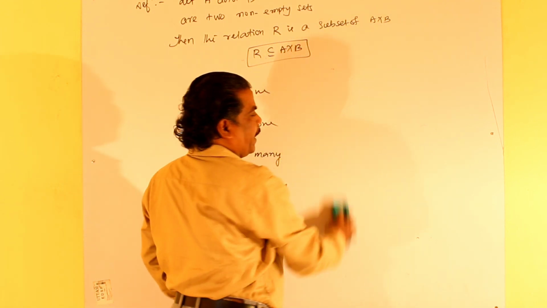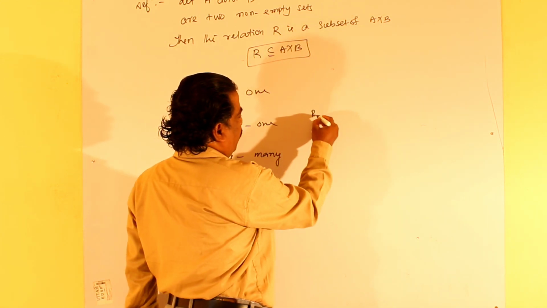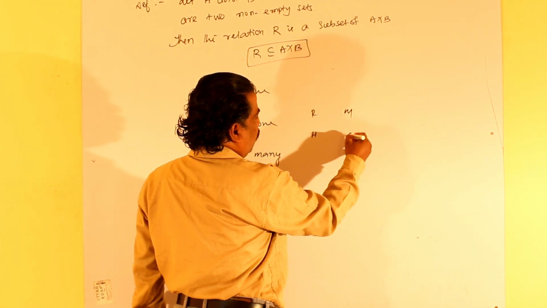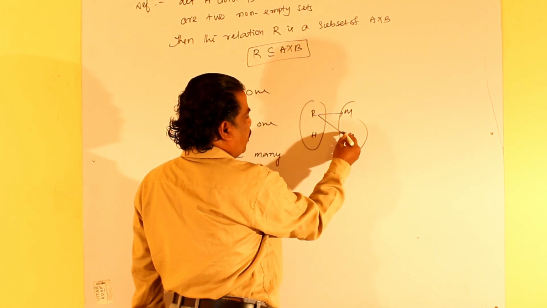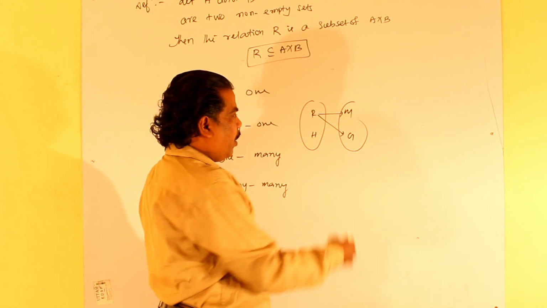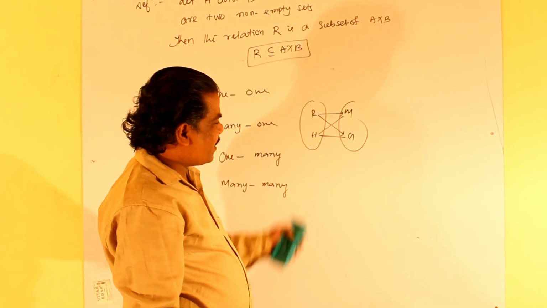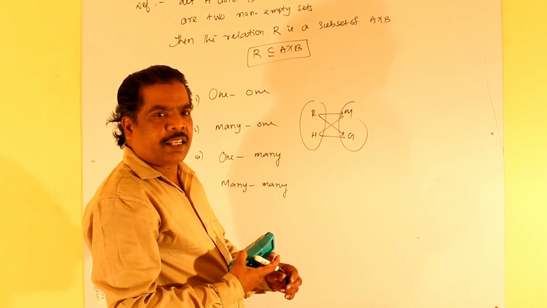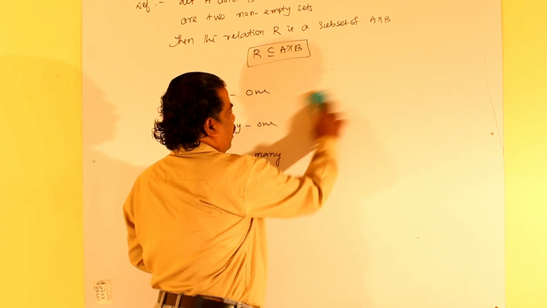Next, many-many relations. The friend relation is an example of a many-many relation. Take Rama, Hari, Madhu, Gopal. Suppose Rama is a friend of Madhu, Rama is a friend of Gopal, Hari is a friend of Madhu, Hari is a friend of Gopal. So this friend relation is an example of a many-many relation.